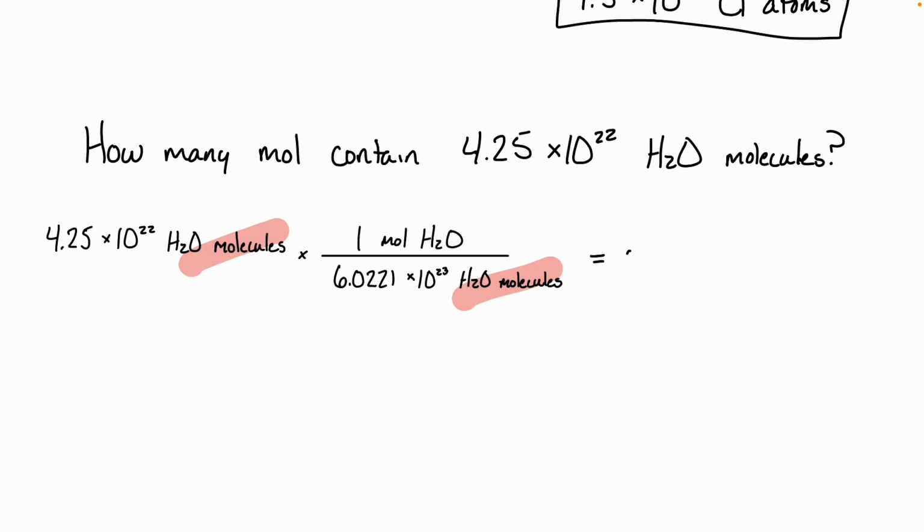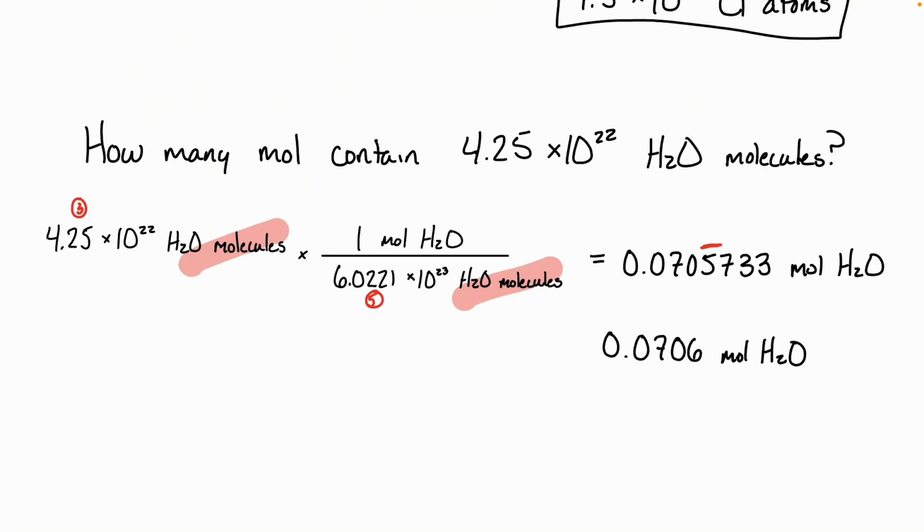Okay, so punch that into my calculator. I get 0.0705733. And again, we're left with moles of water as our units. And then I'm going to go back and I'm going to do my sig figs. How many sig figs should I report my final answer to? 3, right? So I have 3 in this 4.25. Again, Avogadro's number is not exact, but it does have a good amount of digits. So I'm going to round my answer to 3 sig figs here, or 0.0706 moles of water.